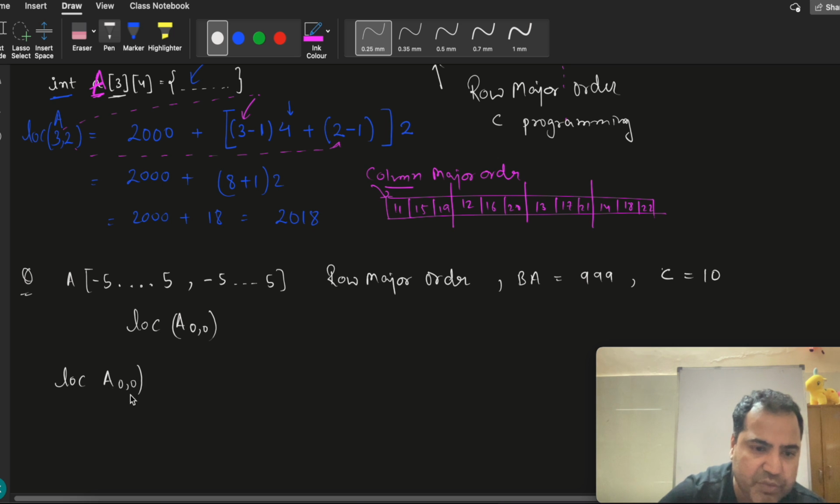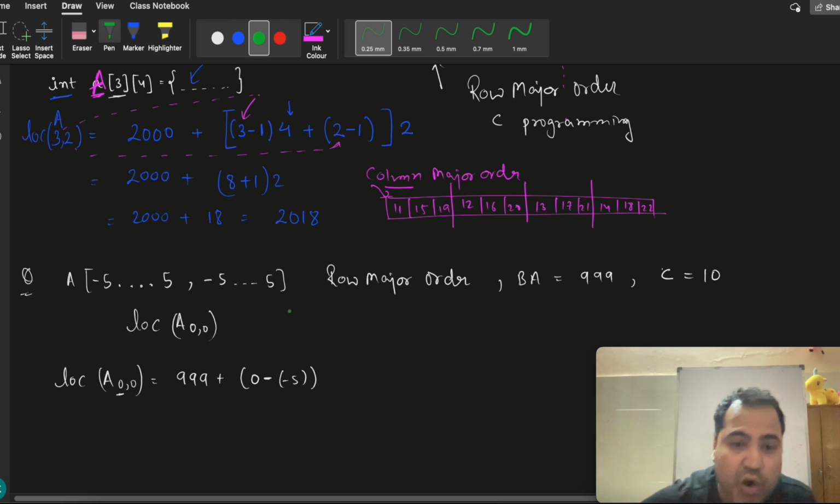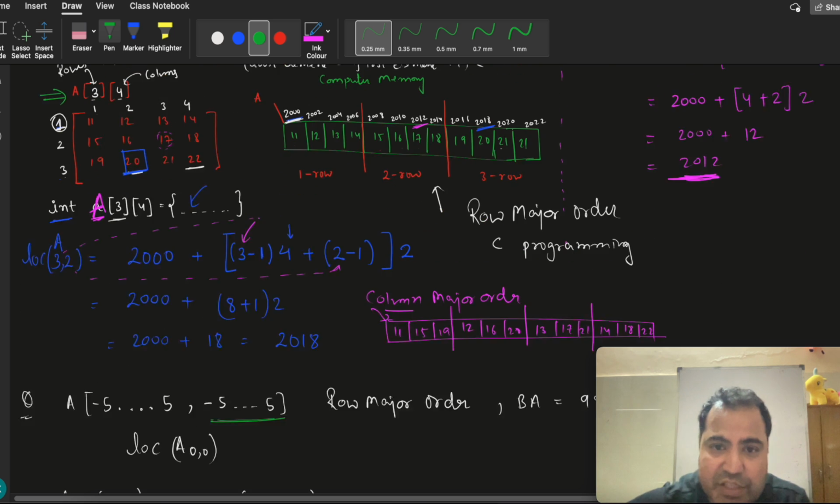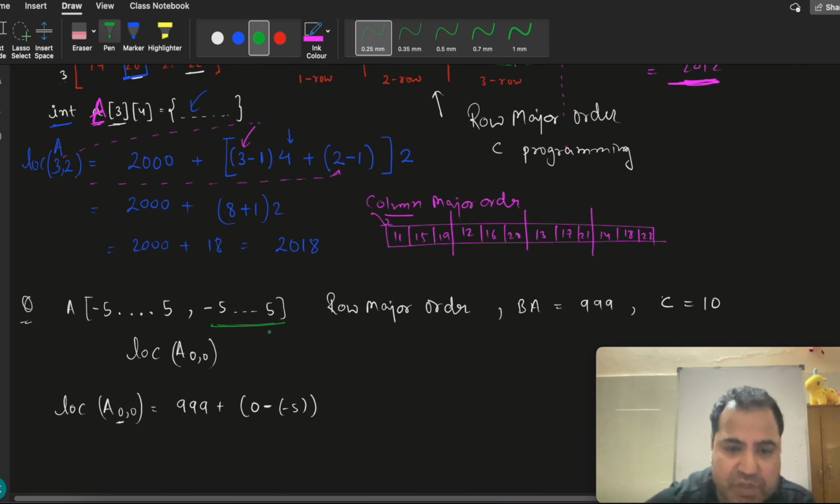Location of A00, base address 999 plus zeroth element location, right. So row number is 0 minus starting row, that will be minus 5, right. And then this should be multiplied with number of columns. So how to get the number of columns? How you will get the count of array elements or list elements? That's why I have given you the formula at the starting. How we will calculate number of columns?